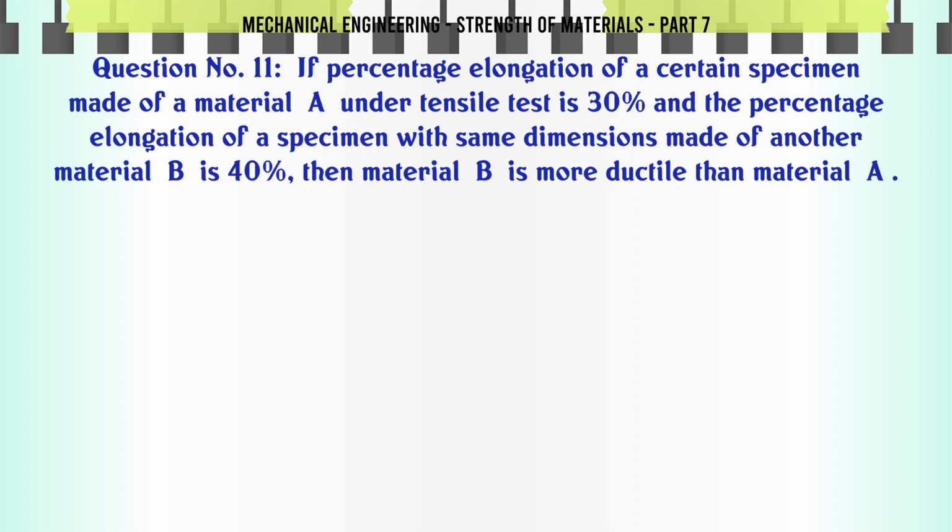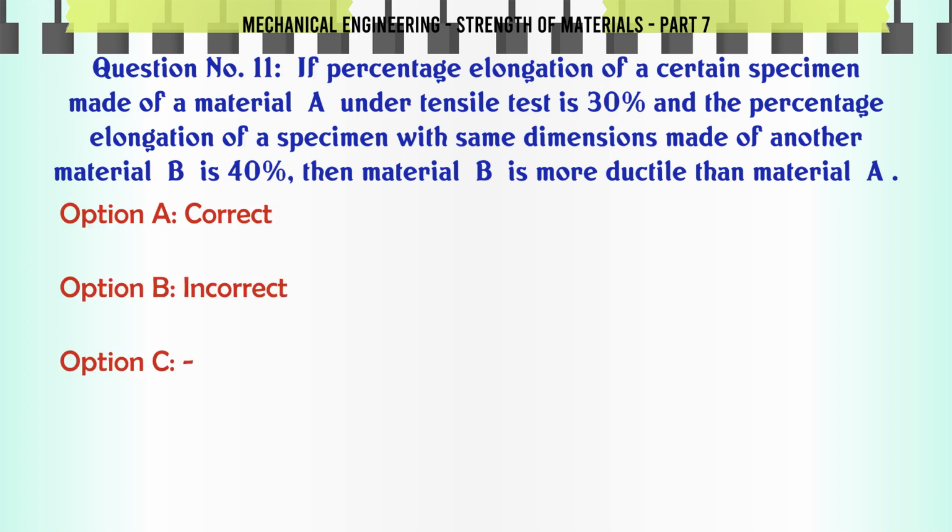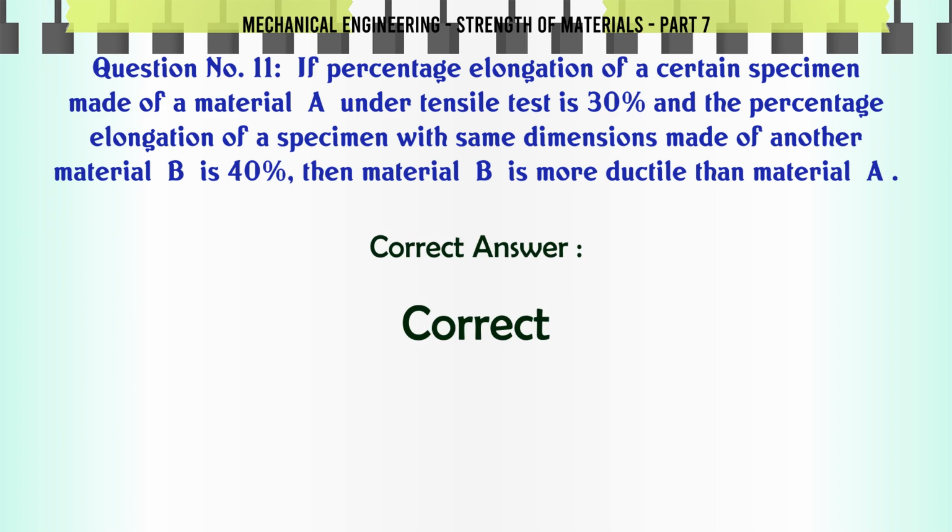If percentage elongation of a certain specimen made of a material A under tensile test is 30 and the percentage elongation of a specimen with same dimensions made of another material B is 40, then material B is more ductile than material A. A. correct, B. incorrect. The correct answer is correct.